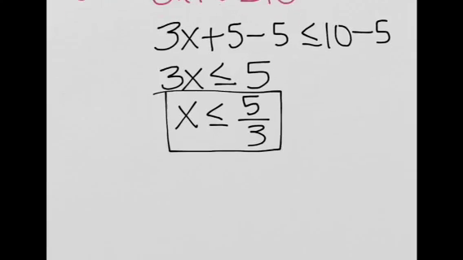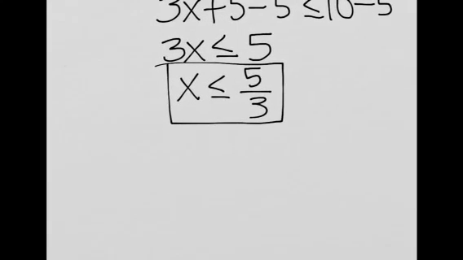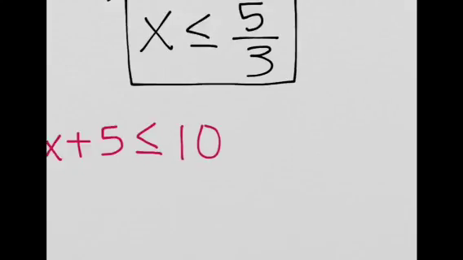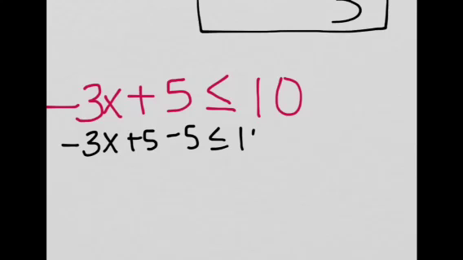Okay, now let's look at an example with negative numbers, just so we get some practice with negatives. Let's say instead of a 3x, this was a negative 3x. So we had negative 3x plus 5 is less than or equal to 10. Okay? So now what we're going to do is we're going to subtract 5 again. 5 minus 5 less than or equal to 10 minus 5. This means that negative 3x is less than or equal to 5.